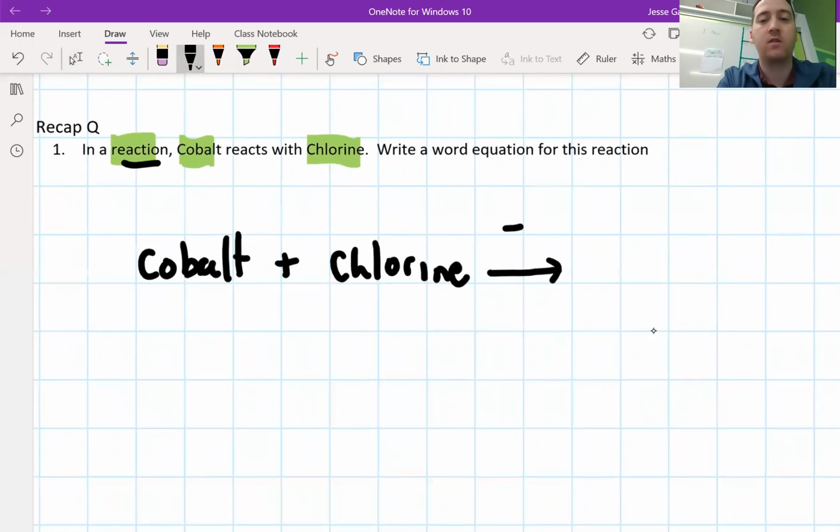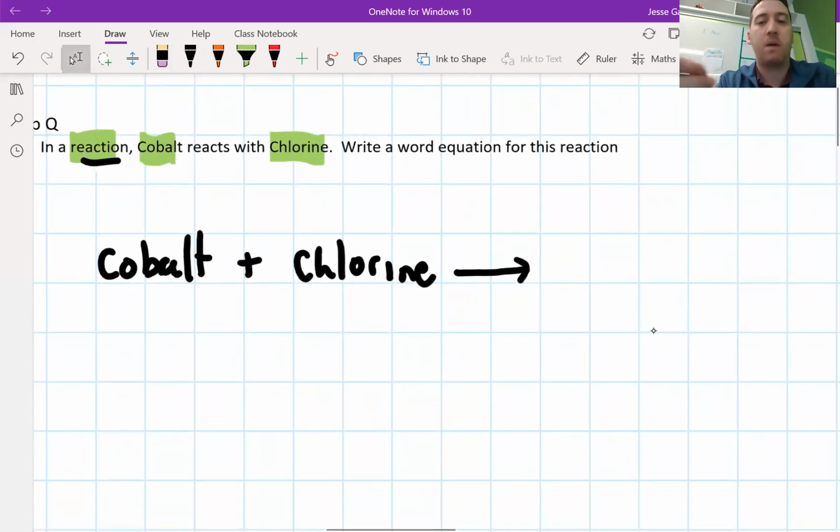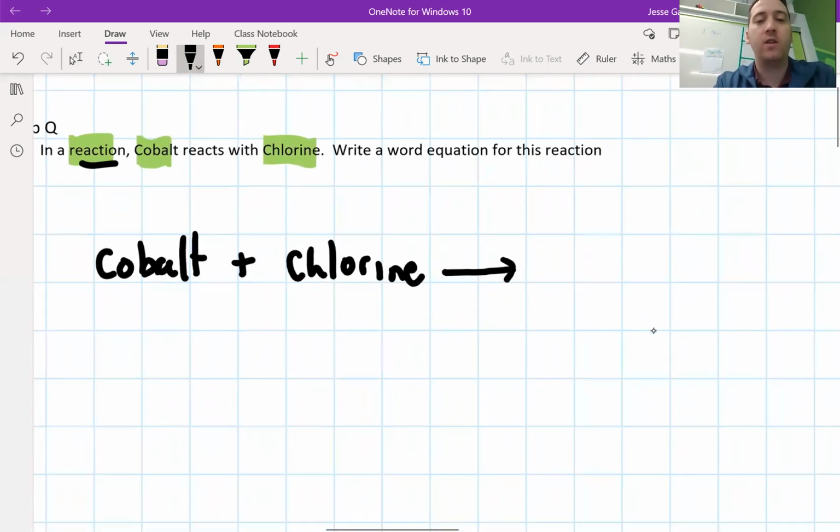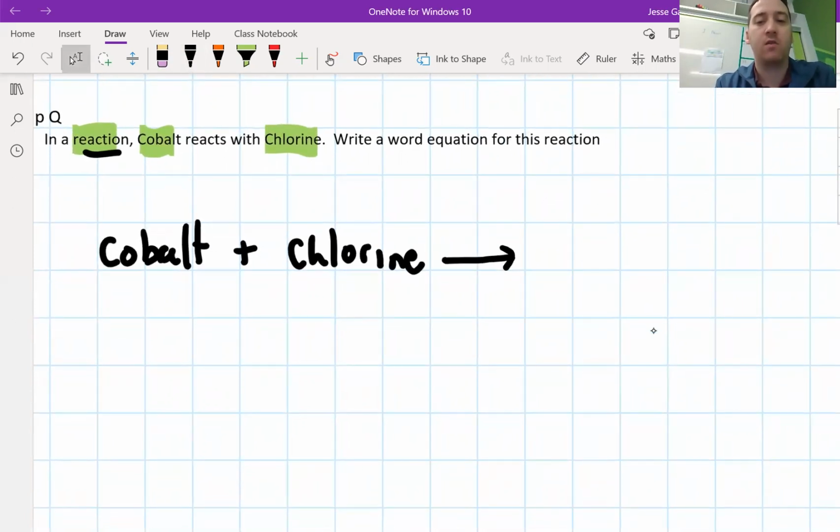Now it's not equals. Cobalt and chlorine do not equal something else because they might not react if I just put them together. Sometimes I have to give a little spark, like a little fire underneath it, heat it up to get it to react. So it's not equals. We have to use an arrow to show a chemical reaction is happening. So we know it's going to make a product, which we're going to show on the right-hand side.